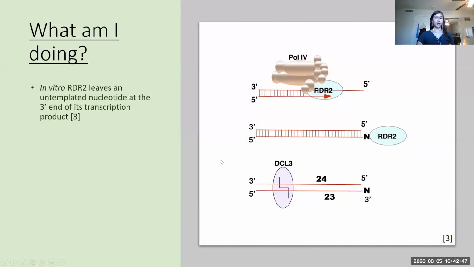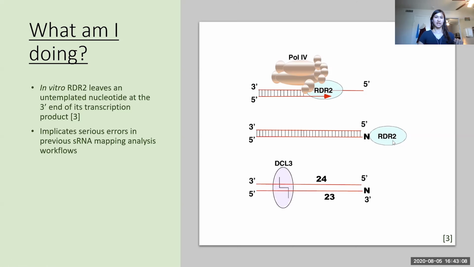And so my project is based off of a previously published observation that in vitro, RdR2 will actually leave an extra nucleotide at the 3' end of its transcription product. And this kind of has some serious implications because most small RNA mapping analyses require an exact match between the small RNAs being sequenced and the reference genome.